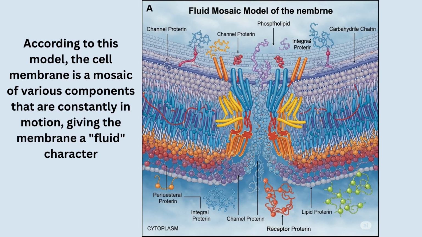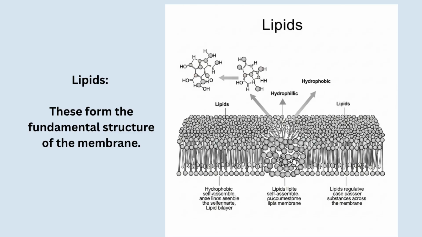According to this model, the cell membrane is a mosaic of various components that are constantly in motion, giving the membrane a fluid character. The primary components include lipids. These form the fundamental structure of the membrane.